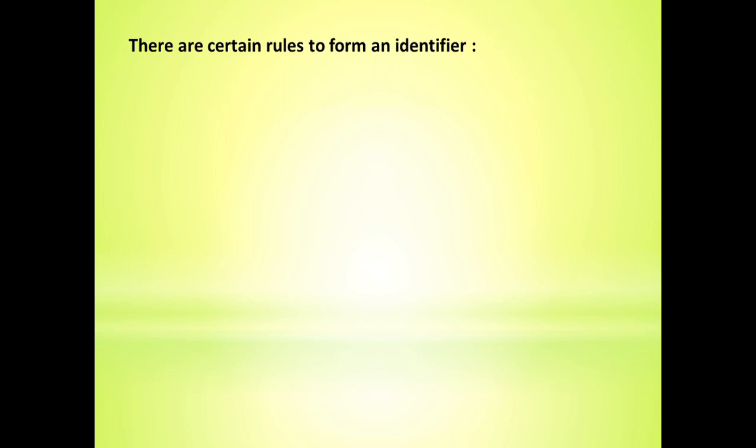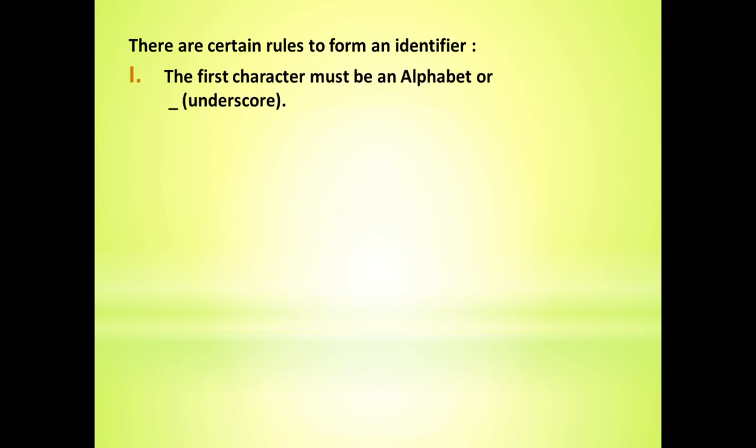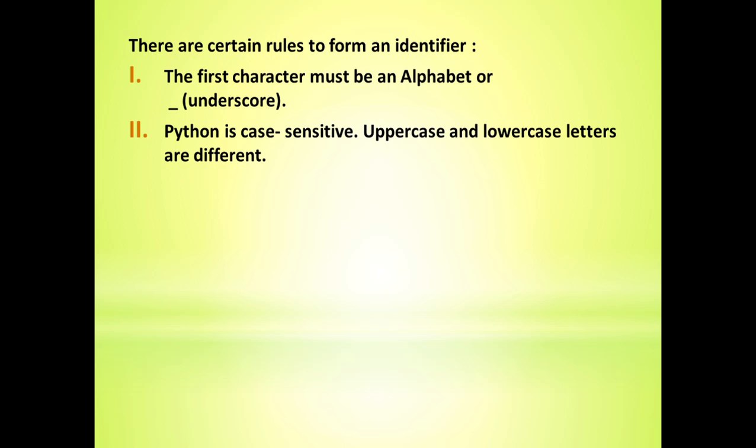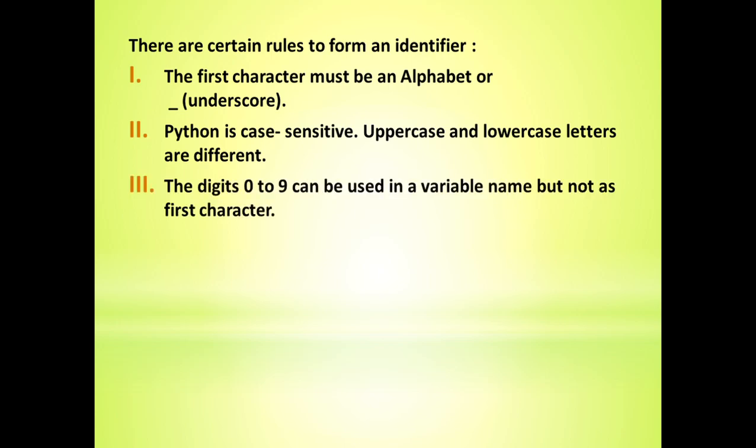Let's see some of the rules to form an identifier. The first character in an identifier must be an alphabet or it can be an underscore. Python is case sensitive, so it treats uppercase and lowercase letters as different. We have to be very careful in defining a variable and using the same variable inside our program. Digits are allowed in a variable name, but they should not be used as the first character.